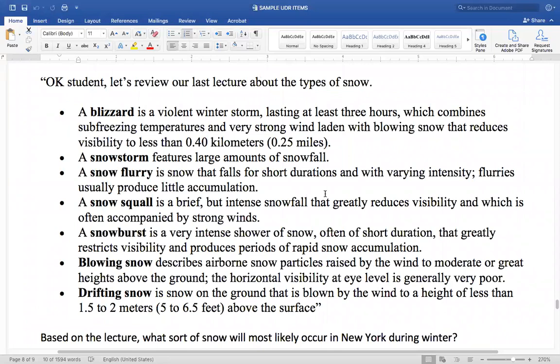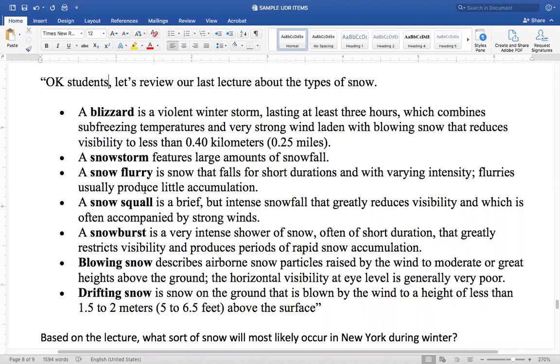So, okay, students, let's review our last lecture about the types of snow. A blizzard is a violent winter storm lasting at least 3 hours, which combines sub-freezing temperatures and very strong wind laden with blowing snow that reduces visibility to less than 0.40 kilometers or 0.25 miles. That's a blizzard. A snowstorm features large amounts of snowfall. A snow flurry is snow that falls for short durations and with varying intensity. Flurries usually produce little accumulation.